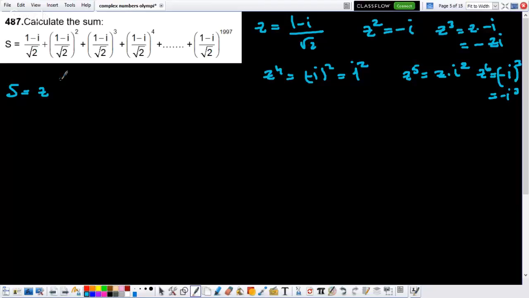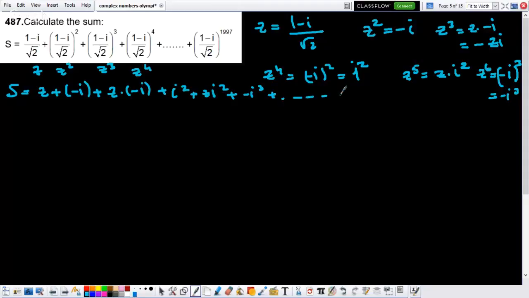So I'm going to write the terms here again. z plus minus i plus z cubed, this was z squared, z cubed, z to the power of 4, but I'm going to continue till z to the power of 6, then minus i, then z cubed is equal to minus z times i, and z to the power of 4 is equal to i squared, then again z to the power of 6, which is equal to minus i cubed, and it's obvious, and it's going to continue, but I'm not going to write the last one.